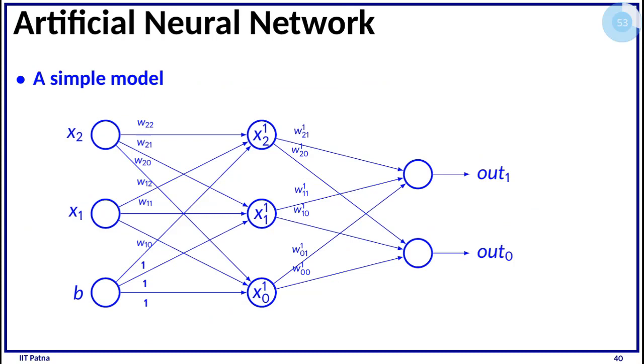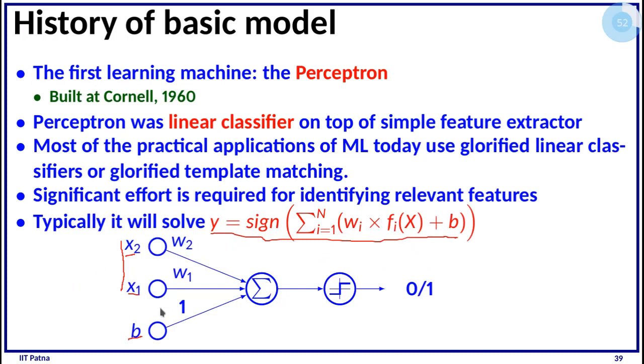Now, coming to an extended version of the model, typically the perceptron will be called this block. I have a linear combination of the inputs followed by some nonlinear function. Maybe it's a thresholding or maybe some other nonlinear function. We will see in detail what those functions could be.